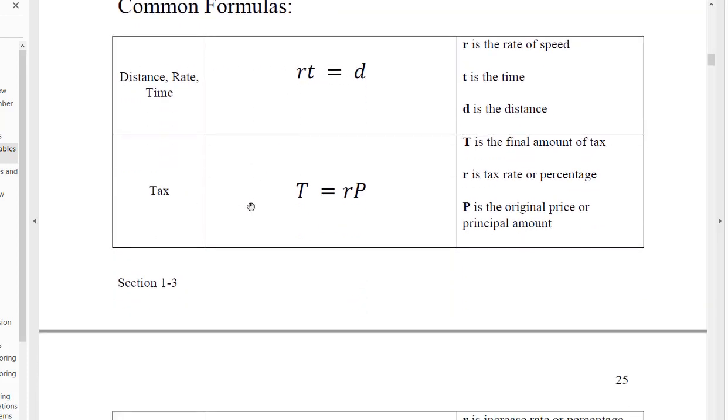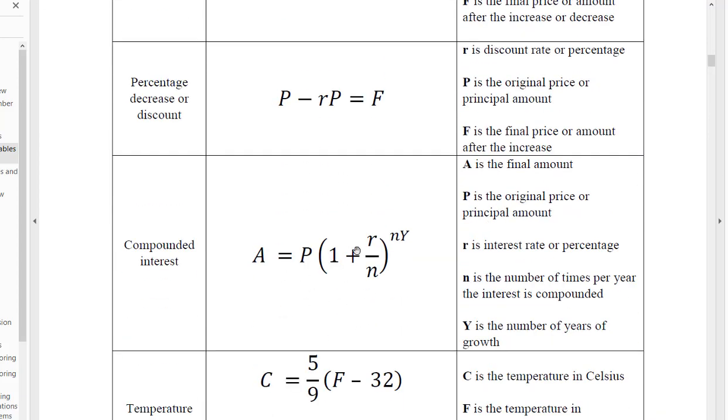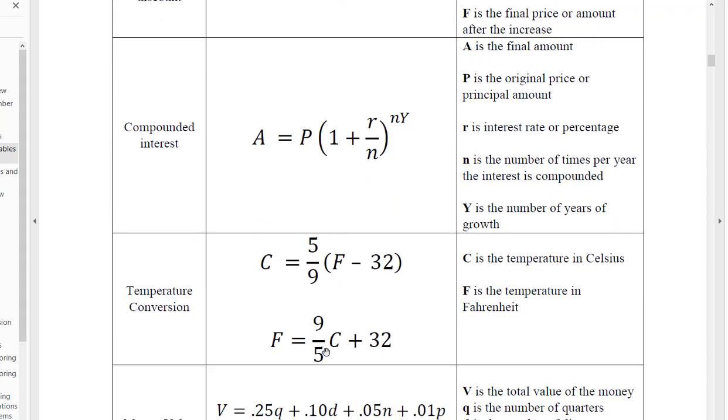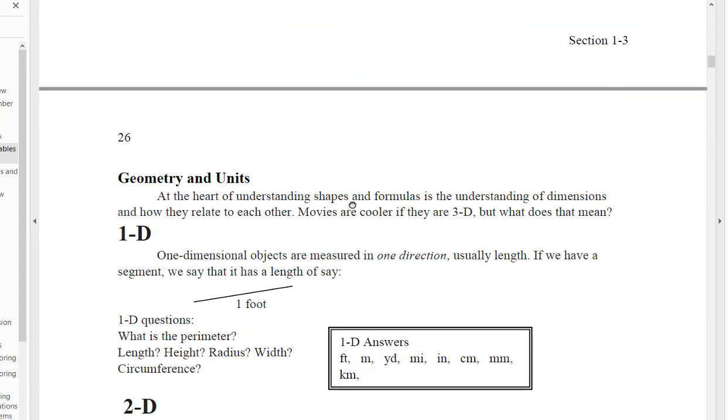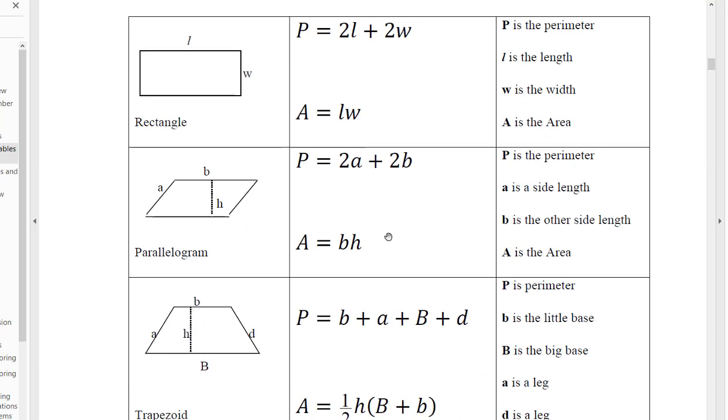Distance equals rate times time. Tax, rate times the original price or the principal amount. If you are increasing or decreasing, you have very similar formulas there. Compounded interest, temperature conversions, money value. Oh, look, all the geometry units and then the geometry formulas.